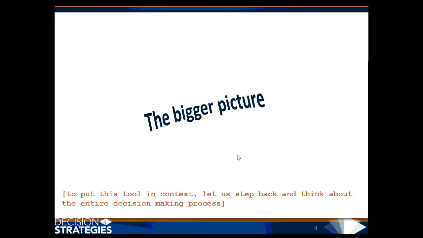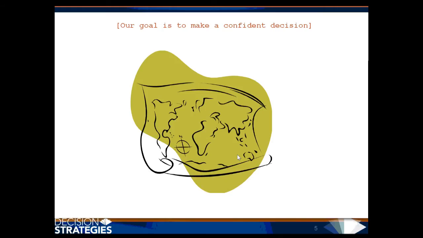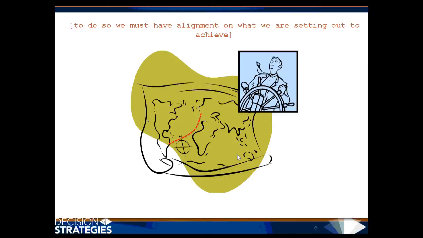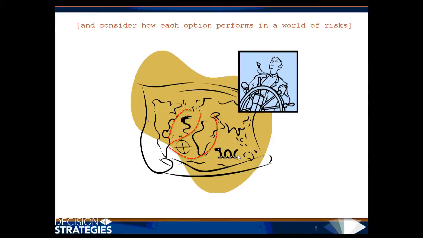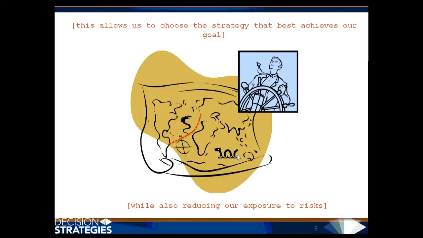To put this tool in context, let us step back and think about the entire decision-making process. Our goal is to make a confident decision. To do so, we must have alignment on what we are setting out to achieve. We must understand what our options are and consider how each option performs in a world of risks. This allows us to choose a strategy that best achieves our goal while also reducing our exposure to risks.